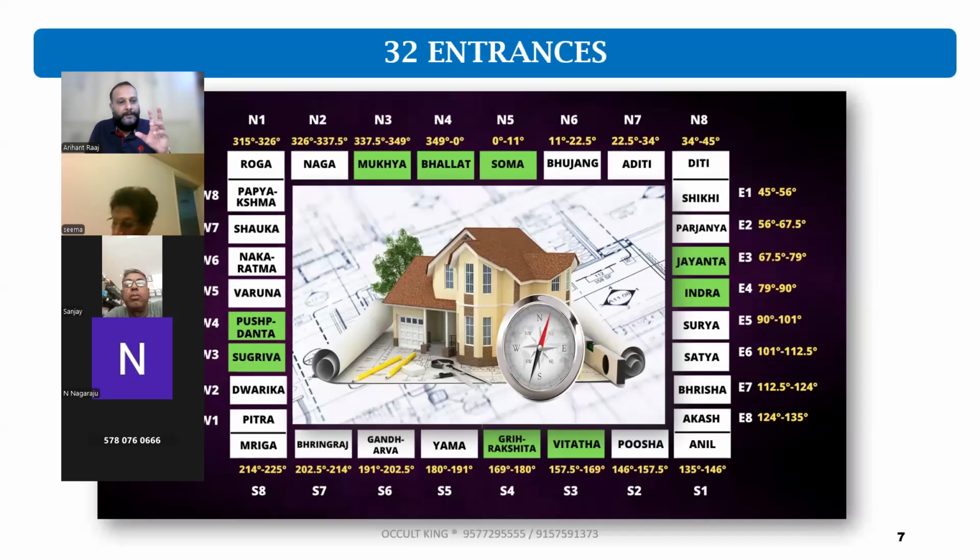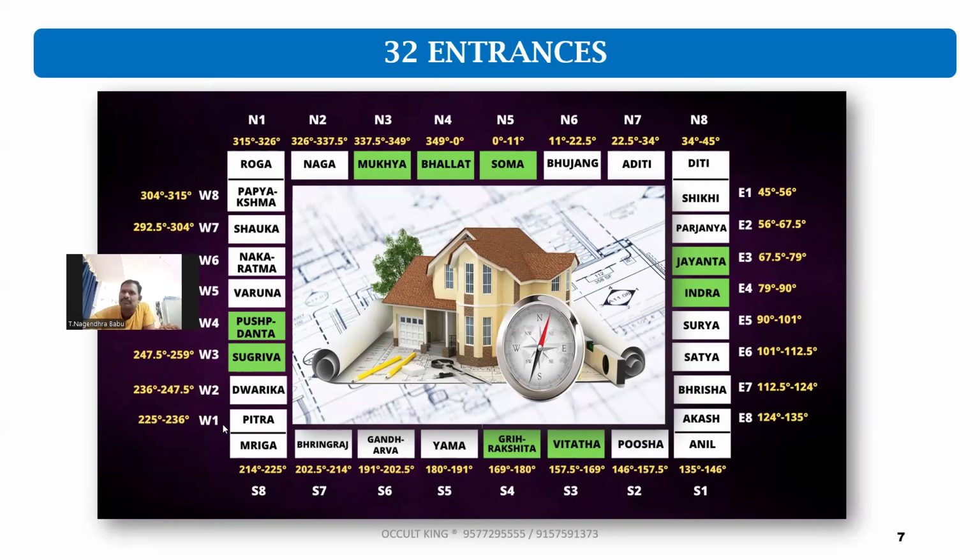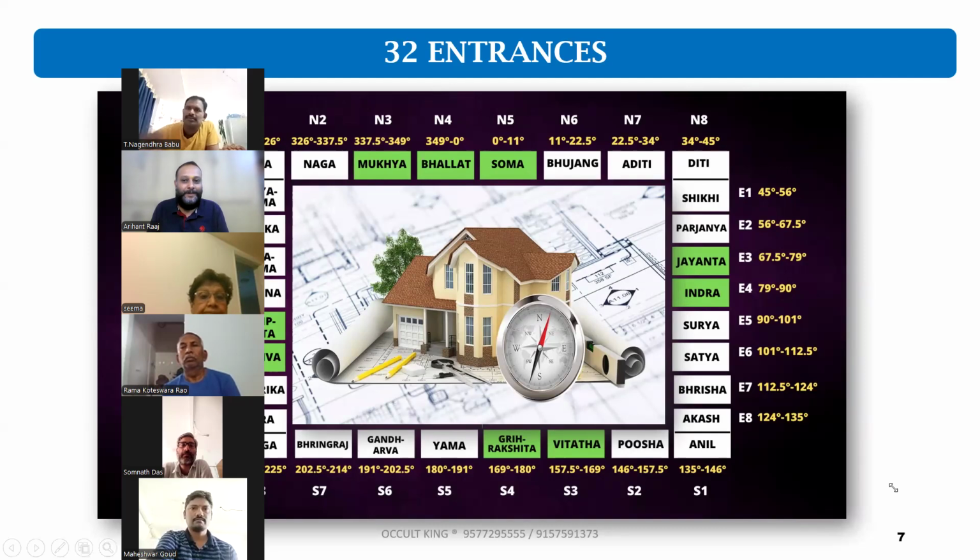Whenever we talk about any devta, please remember there is a naming convention. The naming is E1, E2, N3, N4, like that. Similarly, it also has a degree. If you open your compass and see the degrees, these are the degrees: 220, 230, 240 degrees, whatever it is. Degrees are very, very important.